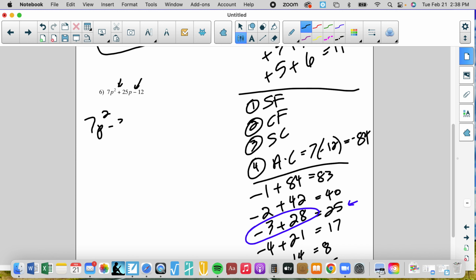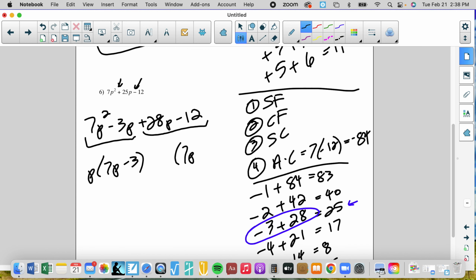7p squared minus 3p plus 28p minus 12. We can factor out a p. You get 7p minus 3. Well, I know that this has to be 7p minus 3. So 7 times what gives me 28? Well, 4. So I can do a little bit of using logic here. And does 4 times negative 3 equal negative 12? Yep. So that's a nice little sort of, you can leverage what you already know.